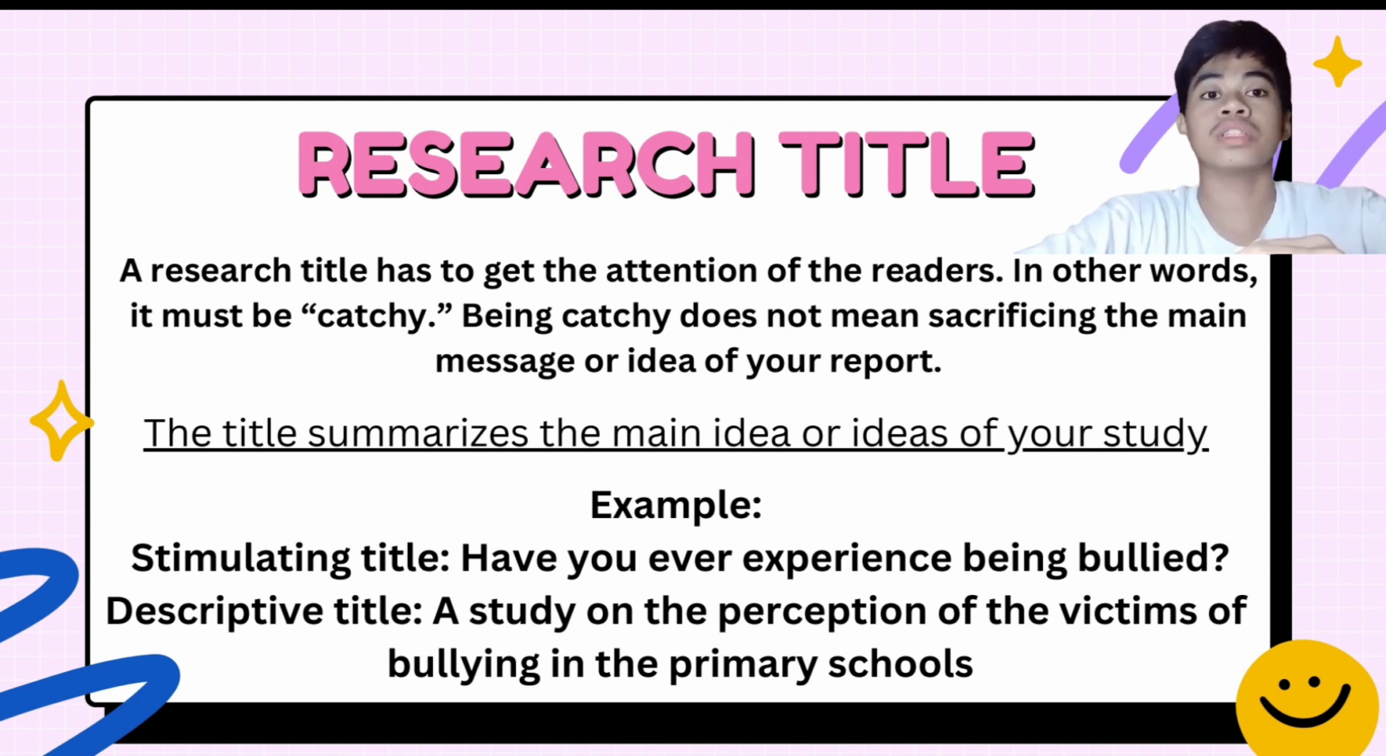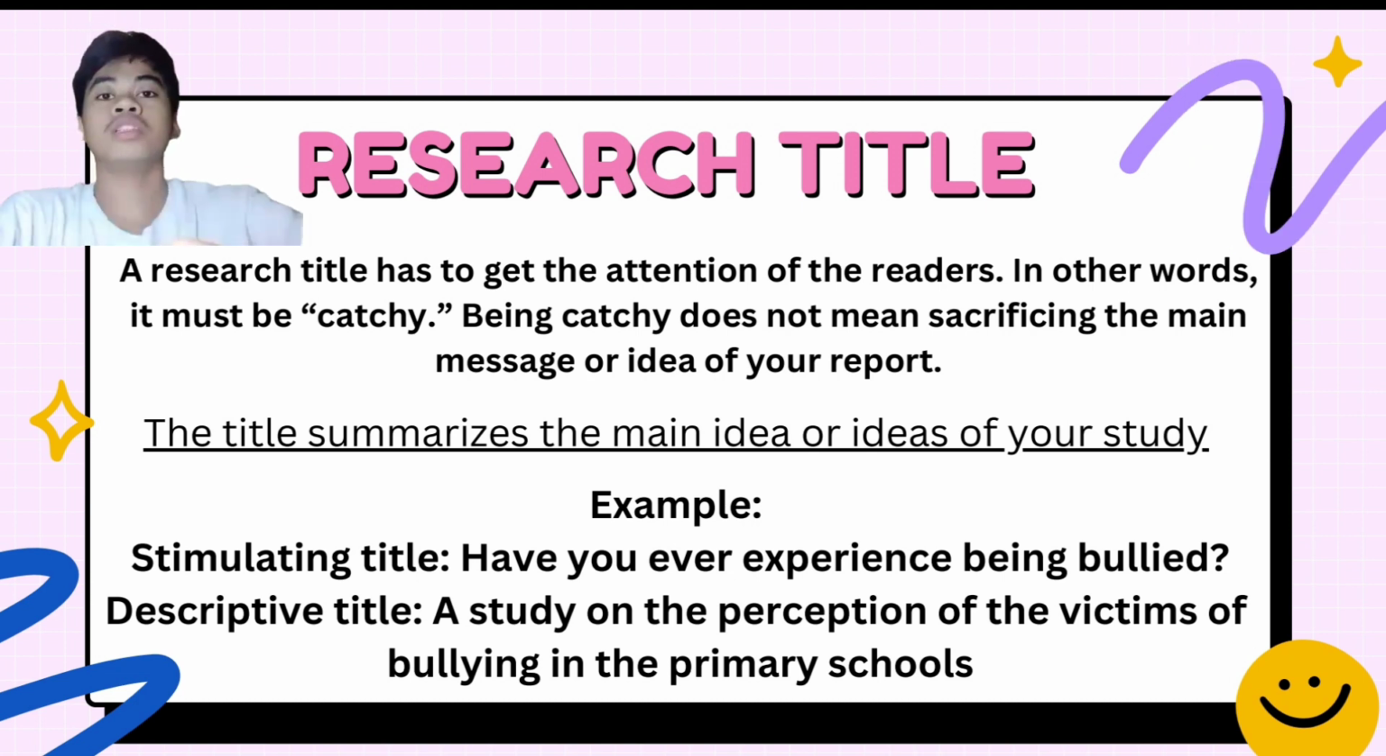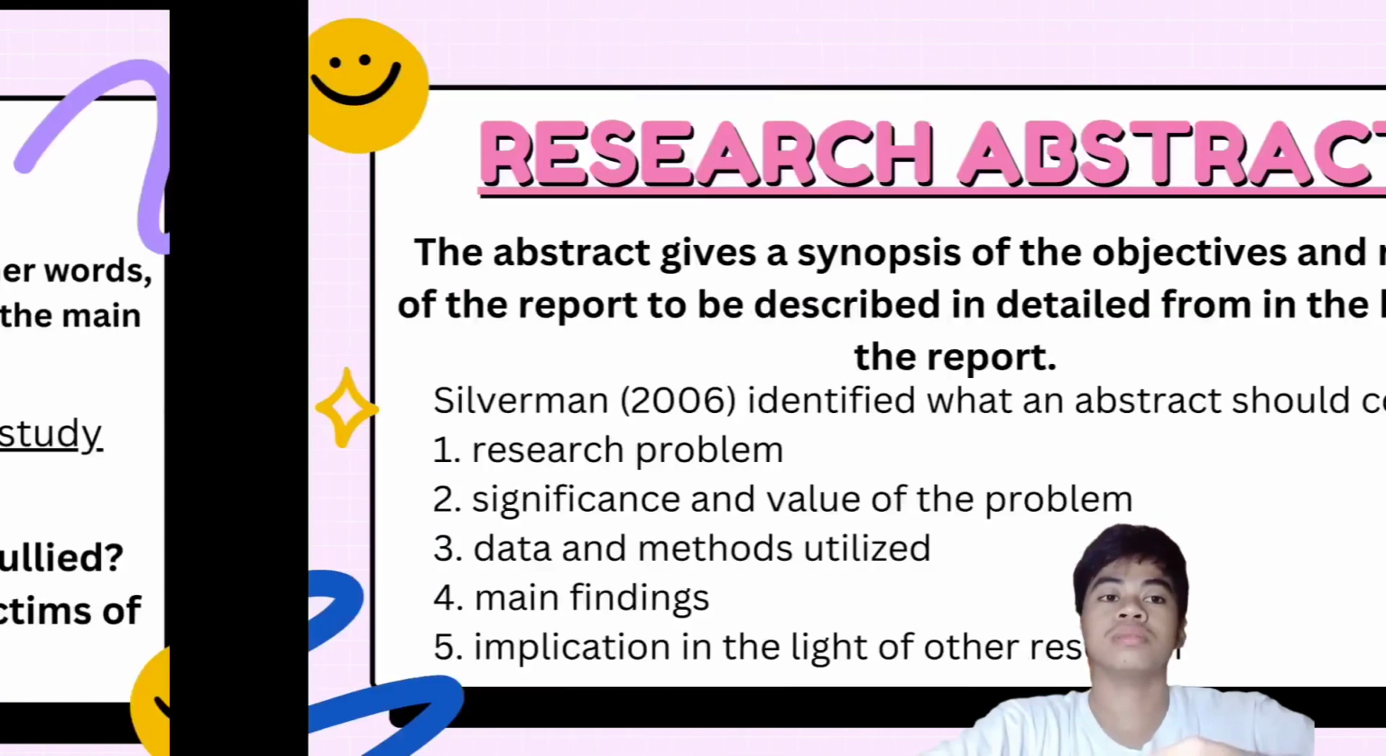Silverman 2006 suggests a two-part title containing a stimulating title applying a present participle signifying action and a subtitle which is more descriptive. Example: stimulating title, Have you ever experienced being bullied? And descriptive title, A study on the perception of the victims of bullying in primary school.